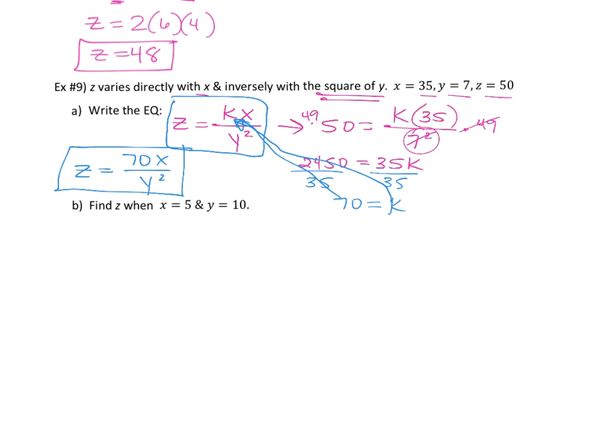So now it says find z when x is 5 and y is 10. So 5 is going to go here, 10 is going to go here. So z equals 70 times 5 divided by 10 squared. Okay, so that would be 350 divided by 100. So z is 3.5.